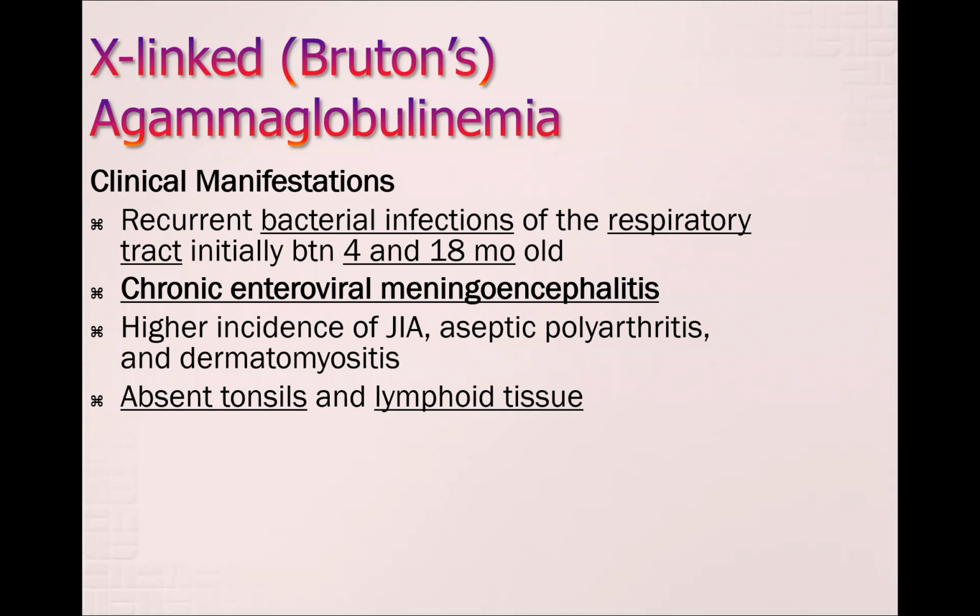They have a higher incidence of other autoimmune diseases, including JIA and aseptic polyarthritis and dermatomyositis, and an important part of the clinical manifestation is that because of how early on in the signal transduction pathway this happens, people with Bruton's agammaglobulinemia tend to have absent tonsils and lymphoid tissue. They can't develop lymphoid tissue as well as some of their other counterparts will.